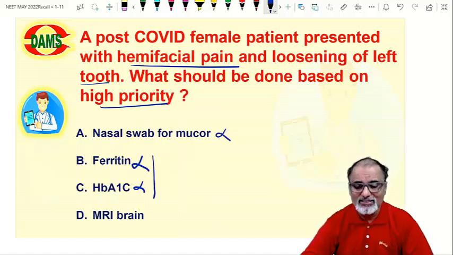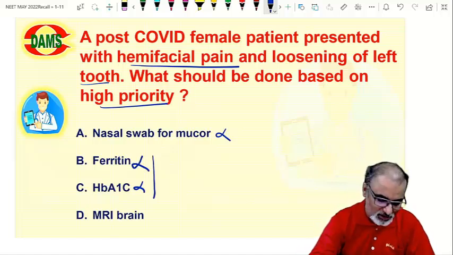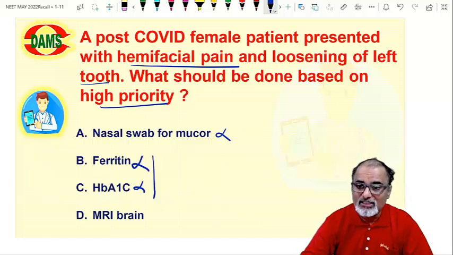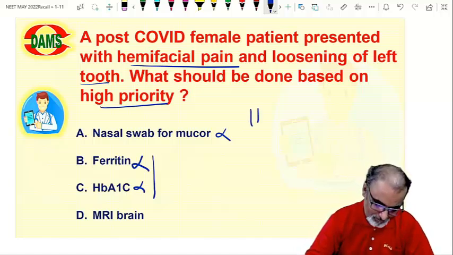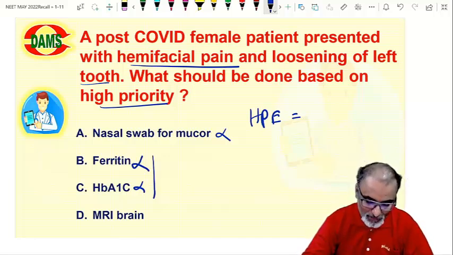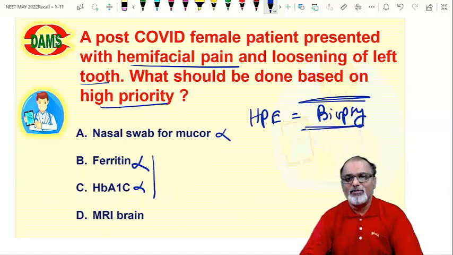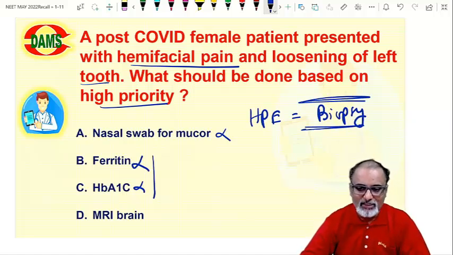And a nasal swab for mucor is not diagnostic. The specimen is crushed. The gold standard for diagnosis of mucormycosis is histopathological examination of biopsy specimens. Sorry, not skin biopsy, slip of the tongue. Biopsy is the gold standard. That is more reliable.